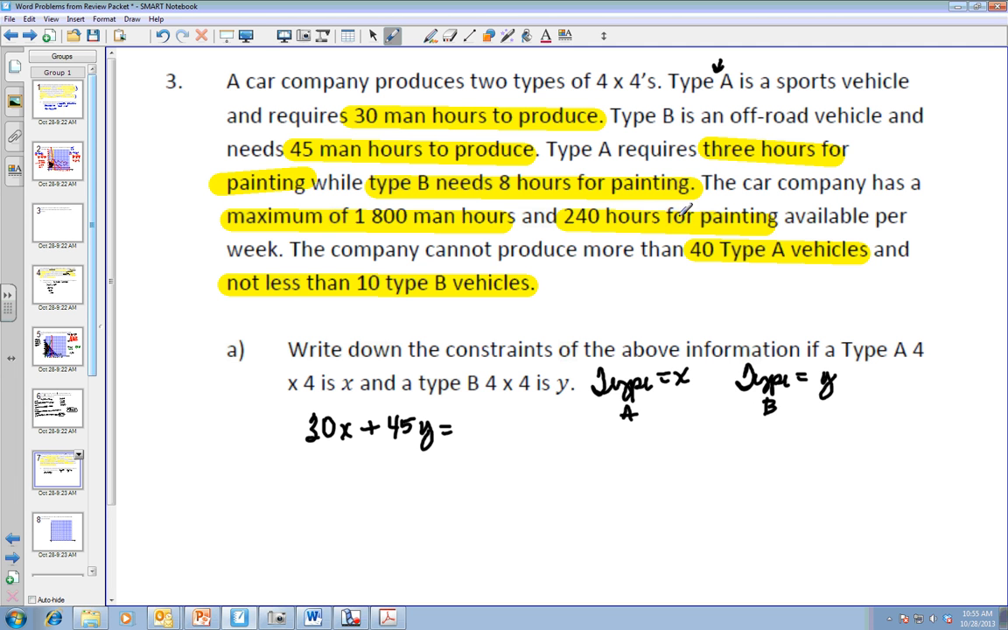And then do we know how many man-hours? Because we're talking about man-hours, a maximum of 1,800 man-hours. Okay, so maximum means it has to be less than or equal to 1,800.